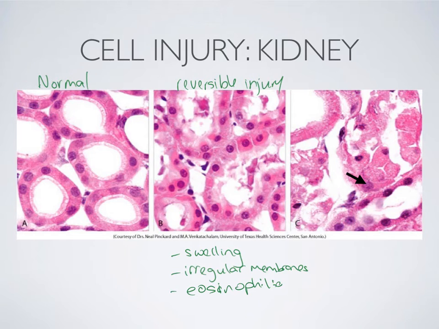Now, if you move over to the next one, this is irreversible. So these cells in this kidney are undergoing necrosis. And you can see several signs of this. So what do you notice about what this arrow is pointing to? What do you think that is? I hear karyolysis. Did somebody say that? Yeah?